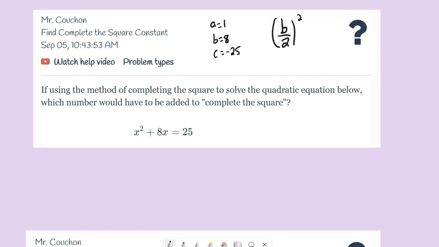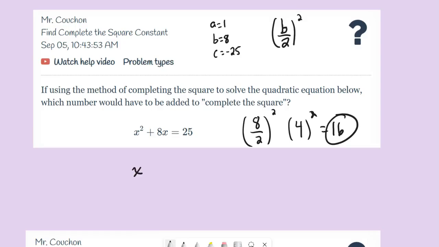So our b value here is 8. So 8 divided by 2 squared. 8 divided by 2 is going to be 4. So now 4 squared, and that would be 16. So the correct value here, if we were to write this out to solve the problem, that mystery value, that constant, would be 16.